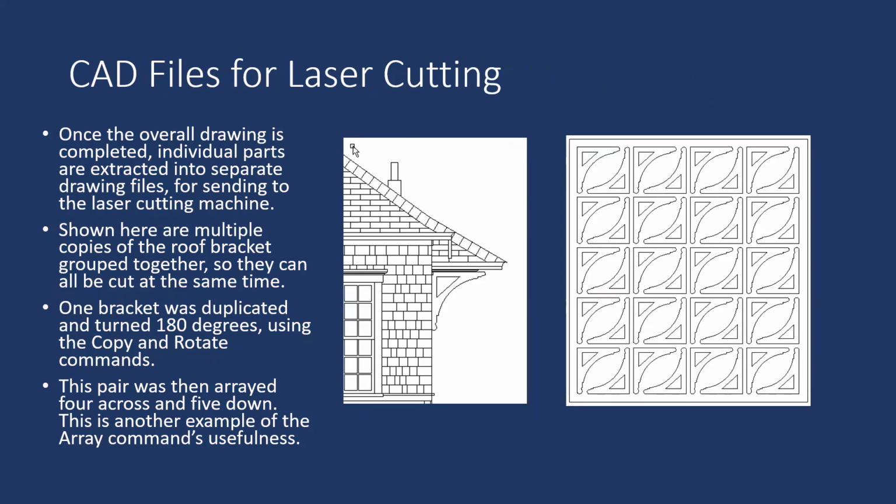Now, once the overall drawing is completed, individual parts are extracted into separate drawing files for sending to the laser cutting machine. Shown here are multiple copies of the roof bracket that are grouped together so they can all be cut at the same time. One bracket was duplicated and turned 180 degrees using the copy and rotate commands. Then this pair of brackets was arrayed 4 across and 5 down with the array command. So this is a very useful command that I find is often a real go-to command.